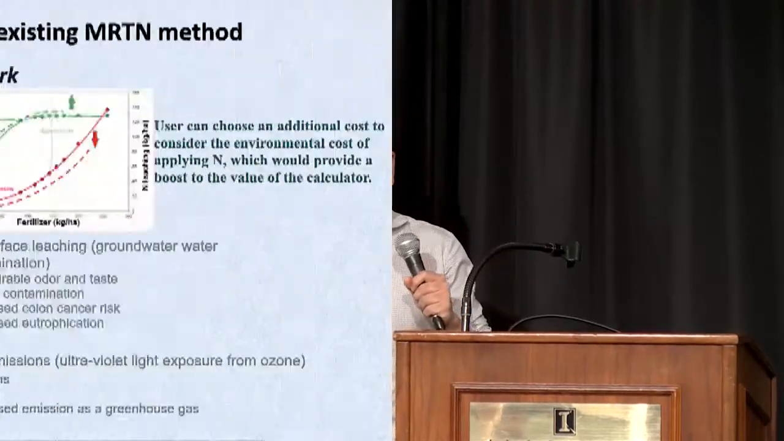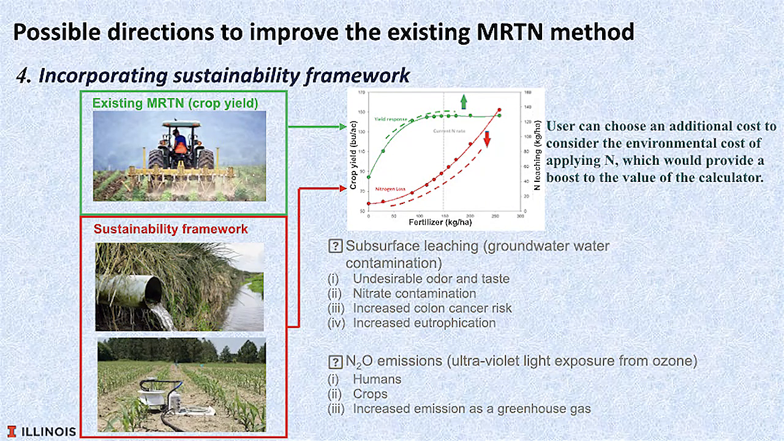So the implication is not only about the previous MRTN solution, which considers yield and income and ultimately optimizes based on income. This may indicate that if we start to think about some sustainability aspects, and then use some way to factor that into the calculation, then maybe we may get a slightly different answer.